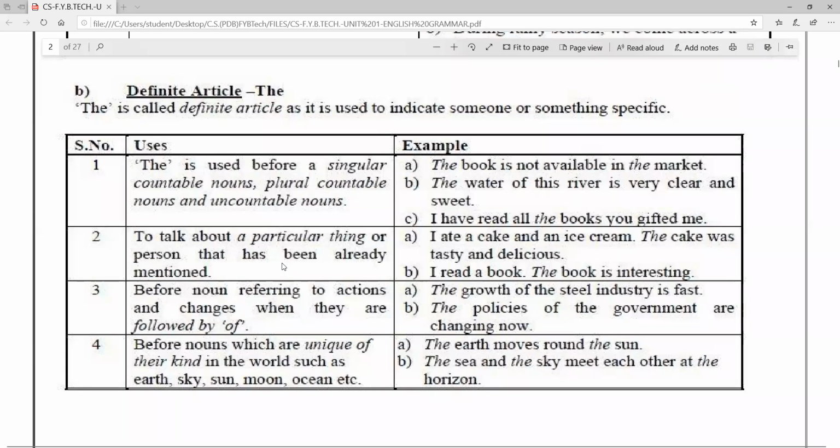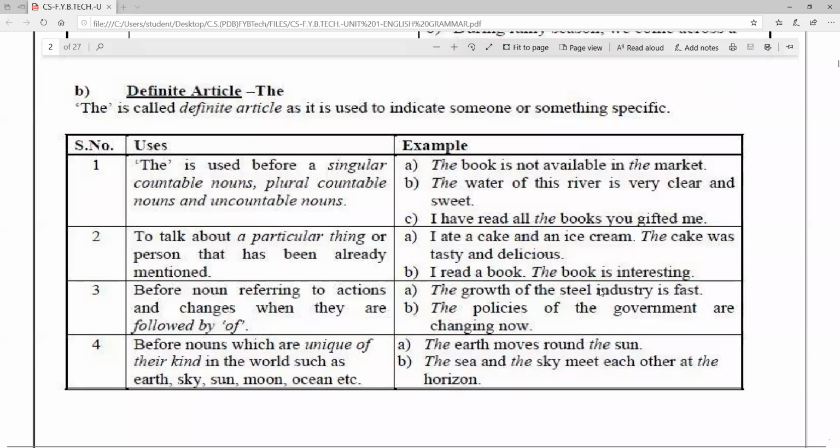Then we have seen, to talk about a particular thing or a person that has been already mentioned. एखाद्या माणसाविषयी किंवा एखाद्या व्यक्तीविषयी किंवा गोष्टीविषयी आपण पहिल्यांदा बोललो असू, तर पुन्हा त्या गोष्टीबद्दल बोलताना आपण the हे आर्टिकल वापरतो. For example, I ate a cake and an ice cream. The cake was tasty and delicious. So we are talking about that particular cake which I ate last night or yesterday. आपण त्या पर्टिक्युलर, स्पेसिफिक केकबद्दल बोलतोय, ओके. So for that we have to use the as an article.